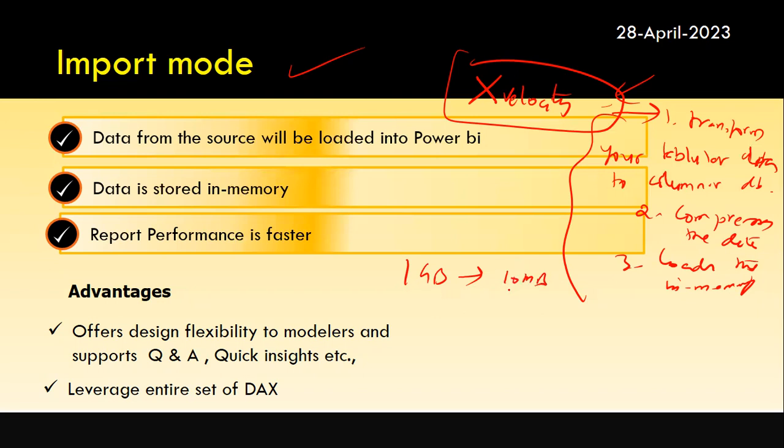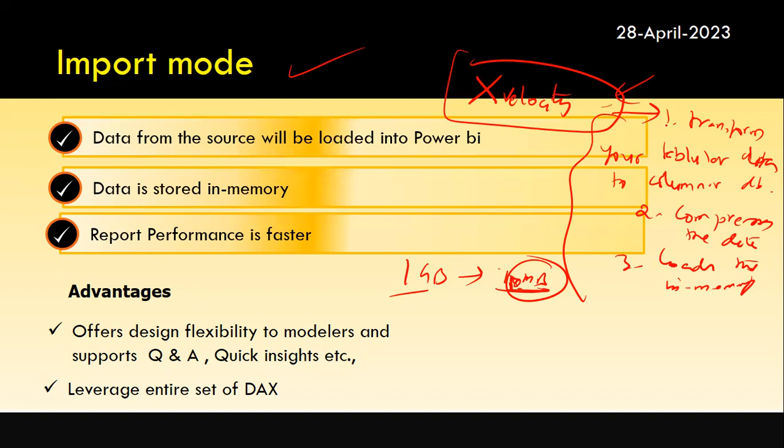It loads the data, but it makes sure that it compresses this data. Hence, the original file size and the Power BI data file size are not identical. It is a compressed version of your original data file. Since the Power BI data file is very small compared to the original source system file size, if you load it in memory, it consumes less memory. Since it consumes less memory, the performance is also much faster.